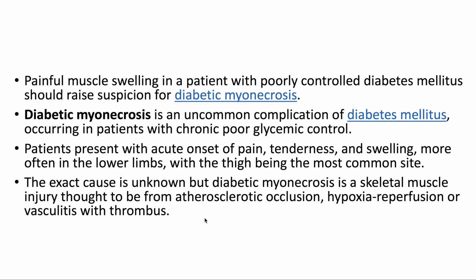Patients present with acute onset of pain, tenderness, and swelling, more often in the lower limbs, with the thigh being the most common site. The exact cause is unknown, but diabetic myonecrosis is a skeletal muscle injury thought to be from atherosclerotic occlusion, hypoxia, reperfusion, or vasculitis with thrombus.